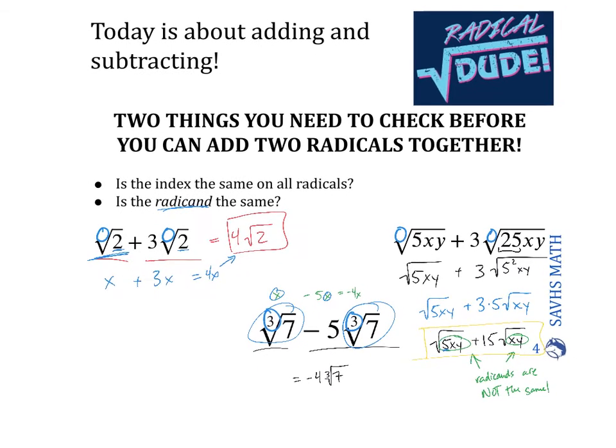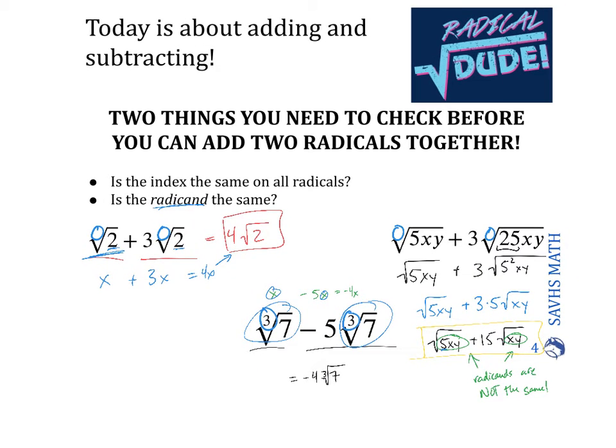So today is about adding and subtracting. These are the two things that you need to check before you can add the two radicals together. So can you have the same index? Yes, you need that. And you need the stuff inside the radical to be the same. So the radicand has to be the same too.